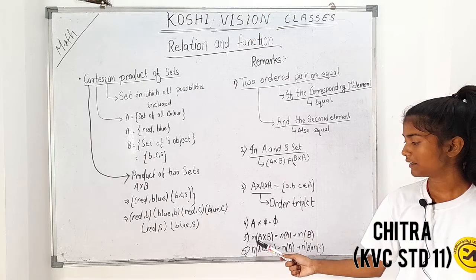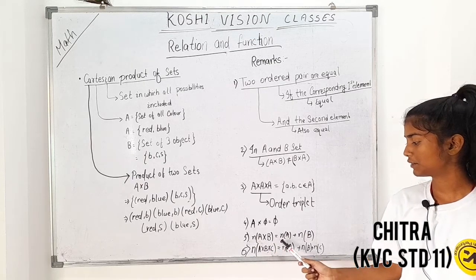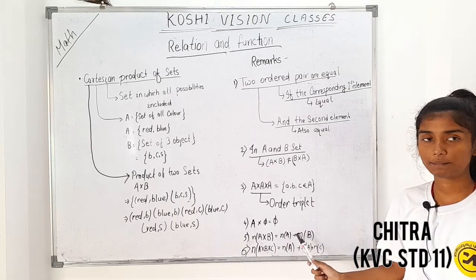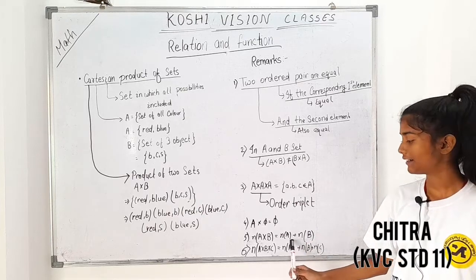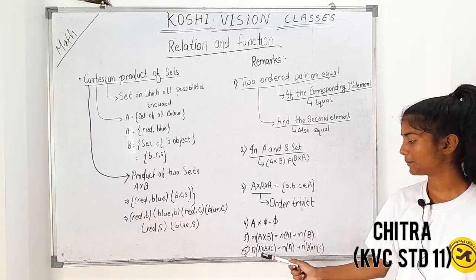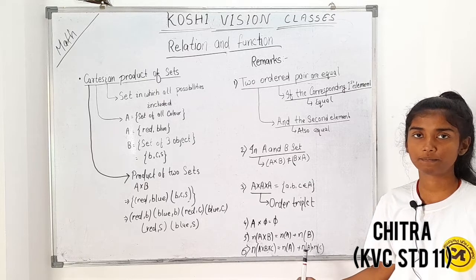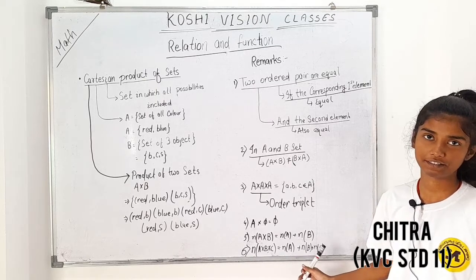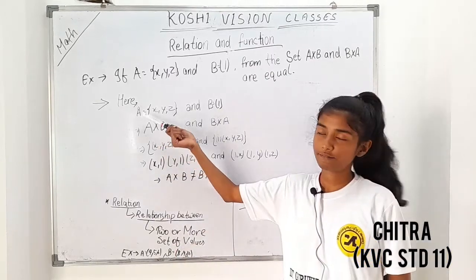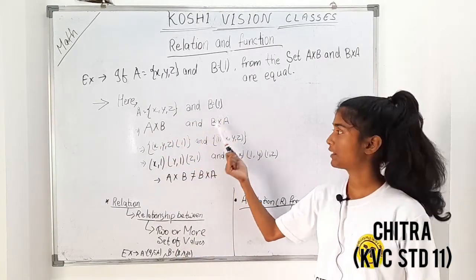Fifth, the number of elements in A cross B is equal to the number of elements in A times the number of elements in B. And sixth, the number of elements in A cross B cross C is equal to the number of elements in A times the number of elements in B times the number of elements in C. This is one example for Cartesian product.